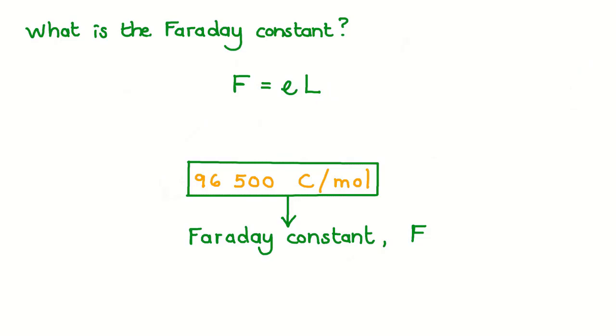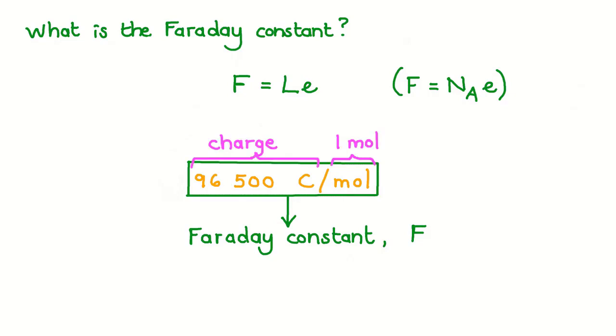F is equal to EL, or F equals LE, as you might more commonly see it. And sometimes we see this as F equals N subscript A E. We have finally derived the Faraday constant, but what does this value mean? Faraday's constant is the charge per 1 mole of elementary charge.